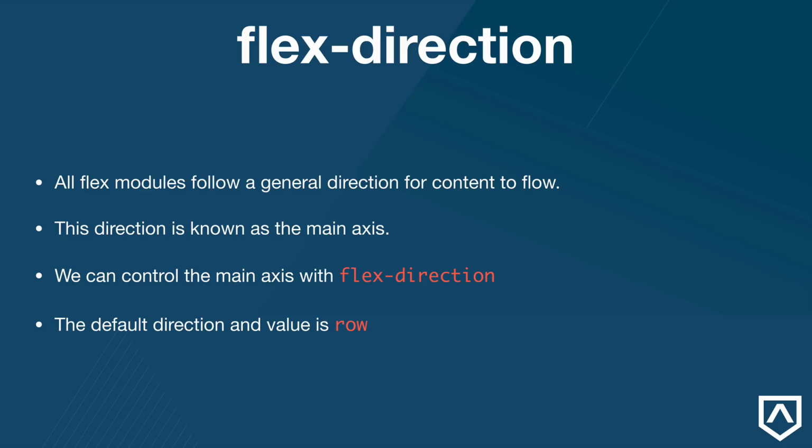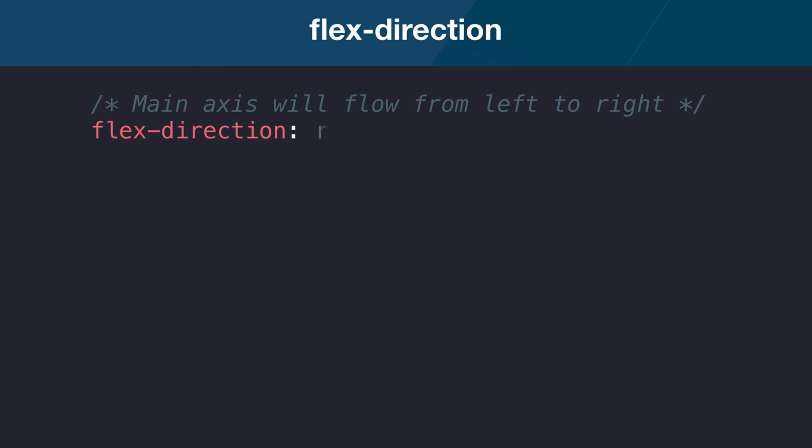So we saw that in our previous example when we laid things out and we changed the default to column. There's two different types of directions. It's direction of row or direction of column. So if we set our container to Flex direction of row, our content will flow from left to right. This is also the default, so it's not something you actually have to explicitly set.